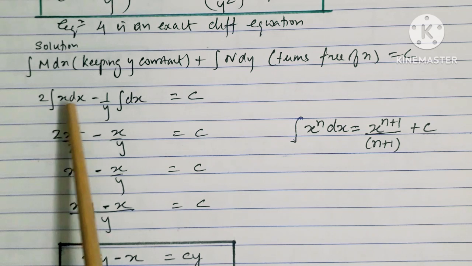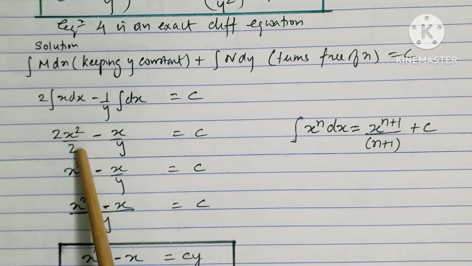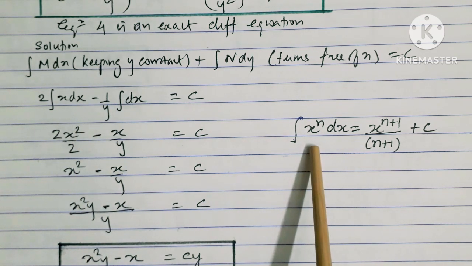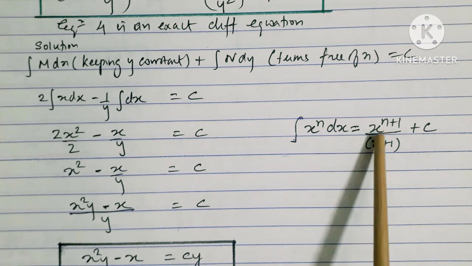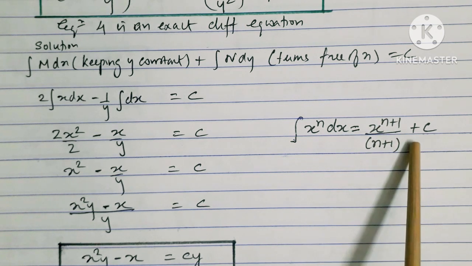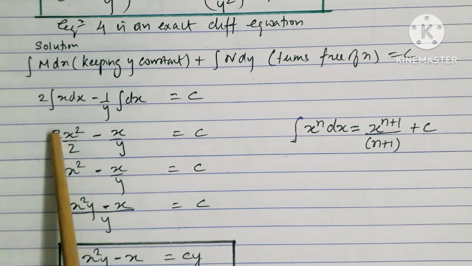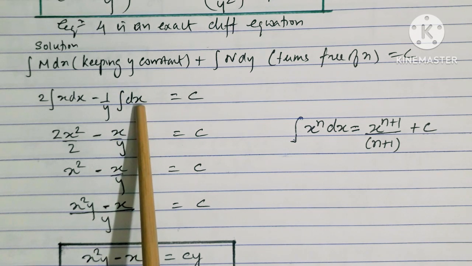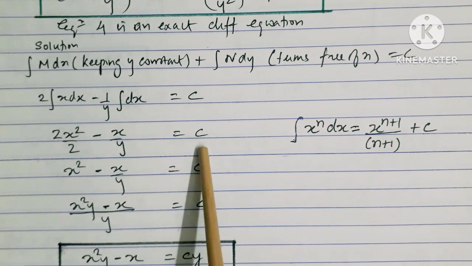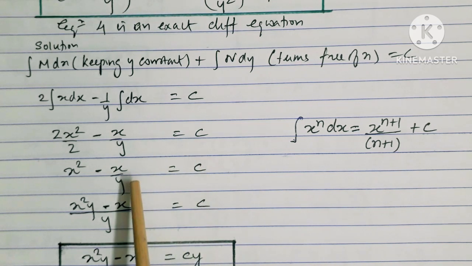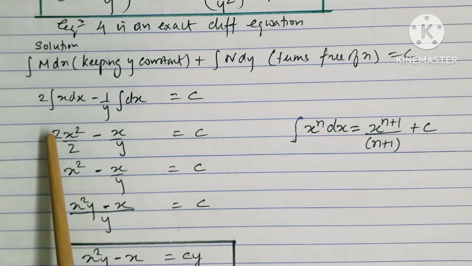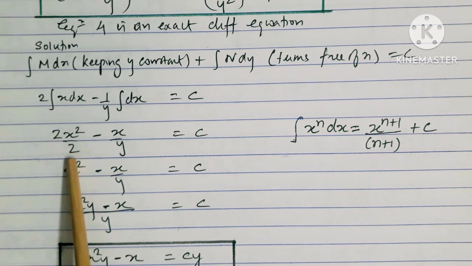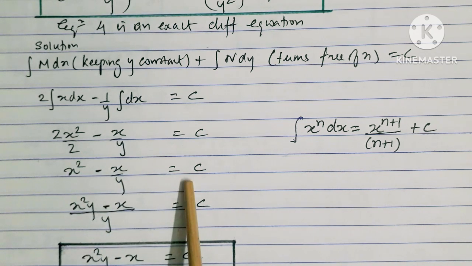Now, integral x dx is equal to x square by 2, and we have integrated this using the formula integral x raised to n dx is equal to x raised to n plus 1 upon n plus 1 plus c. So this would be equal to 2x square upon 2 minus integral of dx is equal to x. So this would be minus x by y is equal to c. Now this would be x square, as 2 would cancel out each other in the numerator and the denominator. So this would be x square minus x upon y is equal to c.